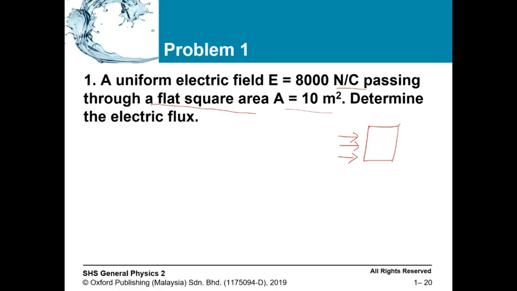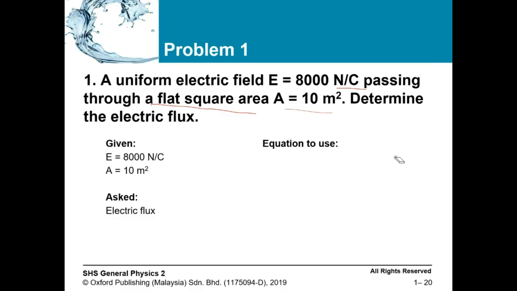So let's first state the given. Our given is the electric field, 8,000 Newton per coulomb. Our area is 10 meters squared. What is asked? We're looking for the electric flux, or phi. And of course, what is the equation that we need to use? The equation is phi is equal to E times A. So for the solution, let's just substitute the values.